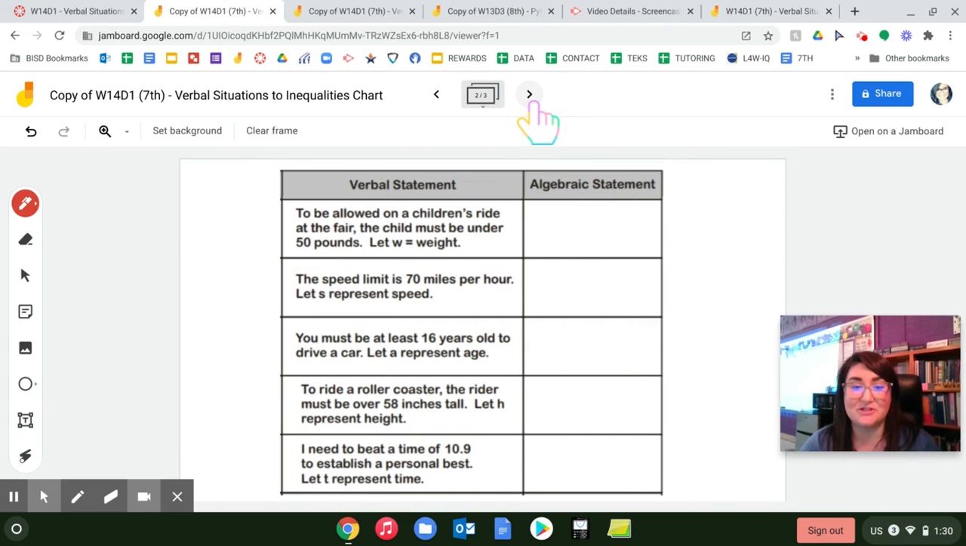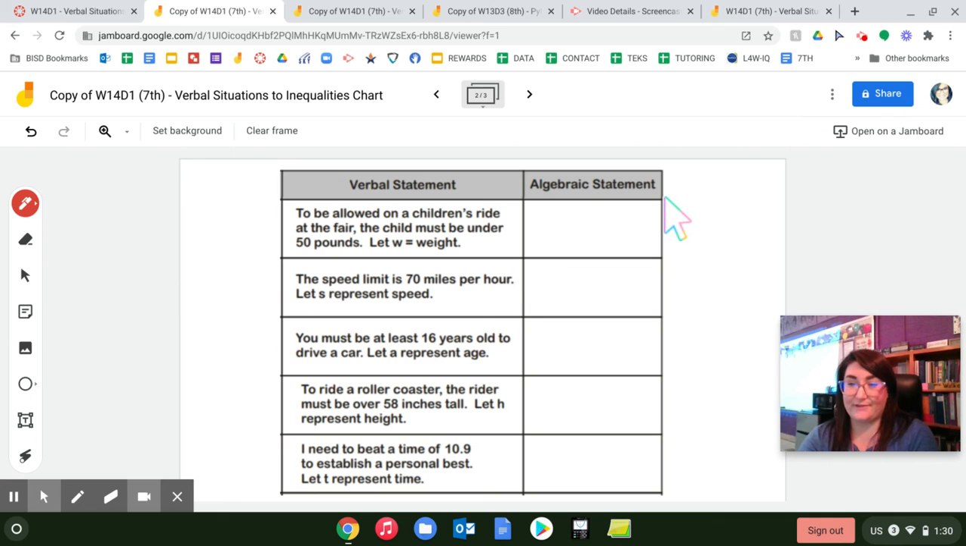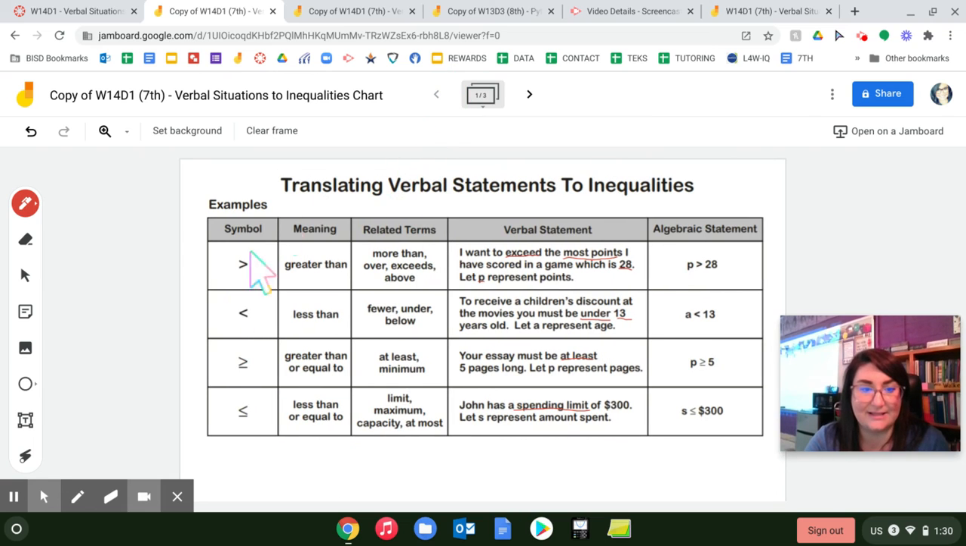So that's all I expect you to do on these 10 problems. You have 5 problems here and 5 problems on the next slide. Underline the words that tell you what symbol you're using. If you're not sure what the symbols mean, you can go back to the first slide, where there's a little reminder. If you have any questions at all, inbox me and let me know if you need help.